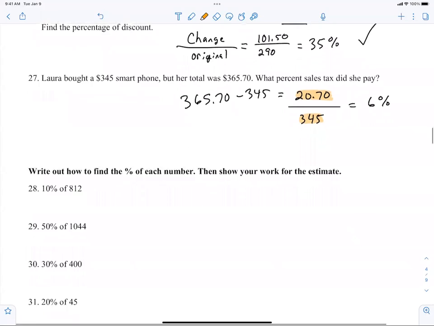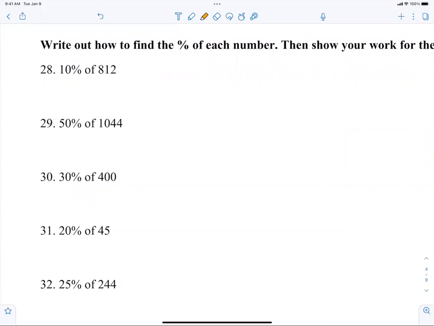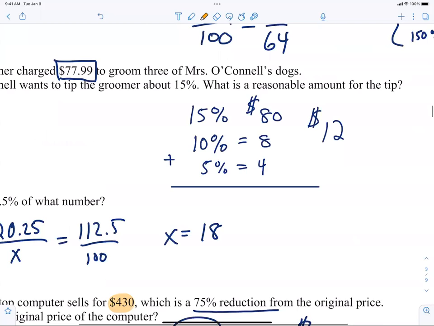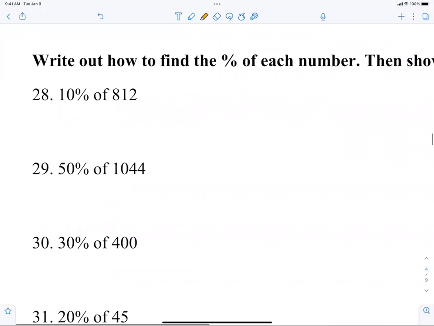Okay, so now write out how to find the percent of each number. Again, this is what I put on the test. So if you have to do 10%, you would just do what to the decimal? Right, but what do you do to the decimal when you're trying to take 10%? Yeah, just move it once. So everybody should be able to say, you're taking 10% of 812.